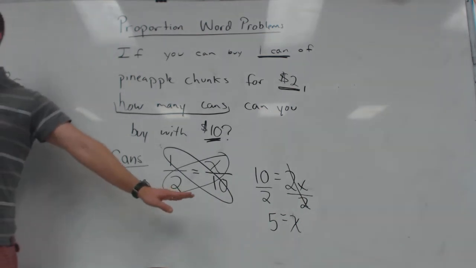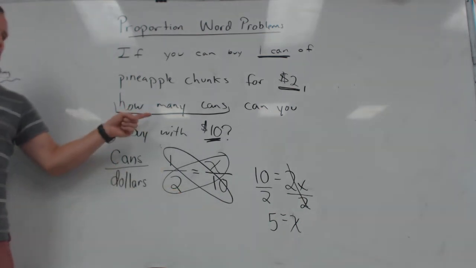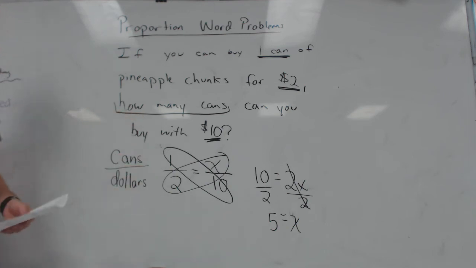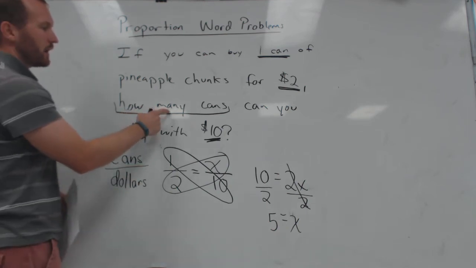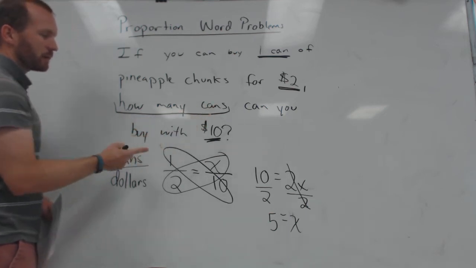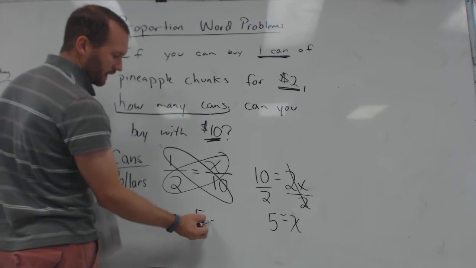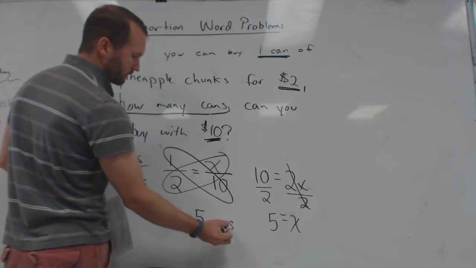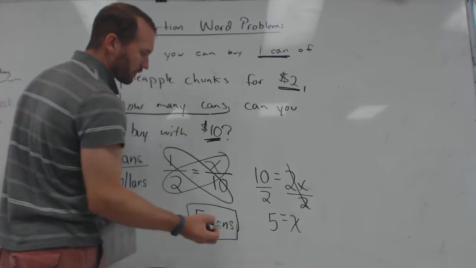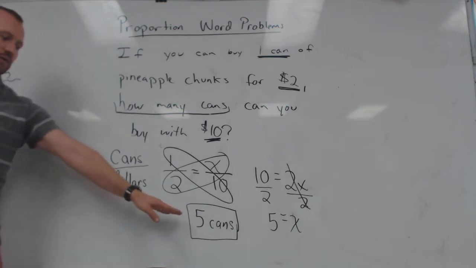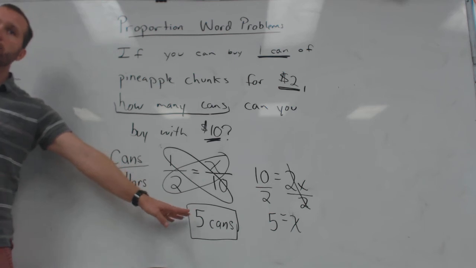I'm not done. This is a word problem. They asked me a question in words. So I want to give my answer back to them in words. The question was, how many cans can you buy with $10? The answer is 5 cans. Or you could write, you can buy 5 cans. I'm fine if you just write it like this. It does not have to be a full sentence.